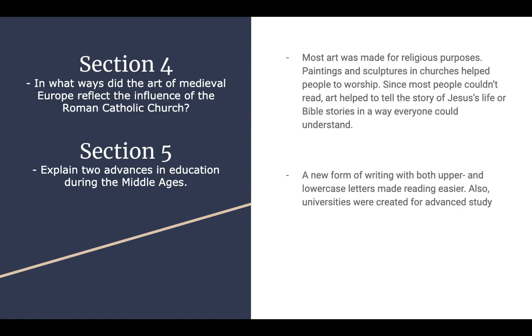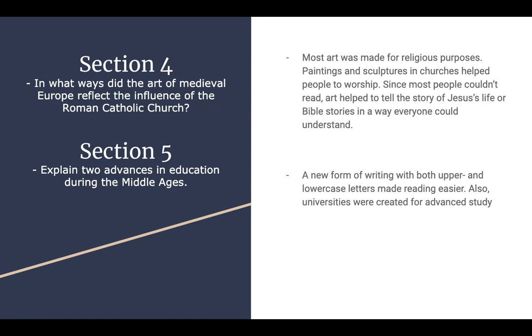Section 4. In what ways did the art of medieval Europe reflect the influence of the Roman Catholic Church? Most art was made for religious purposes. Paintings and sculptures in churches helped people to worship. Since most people couldn't read, art helped to tell the story of Jesus' life or Bible stories in a way that everyone could understand. Section 5.